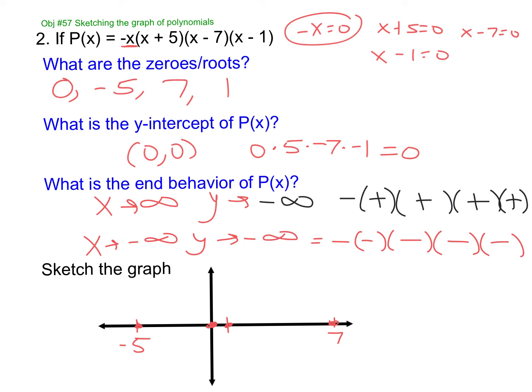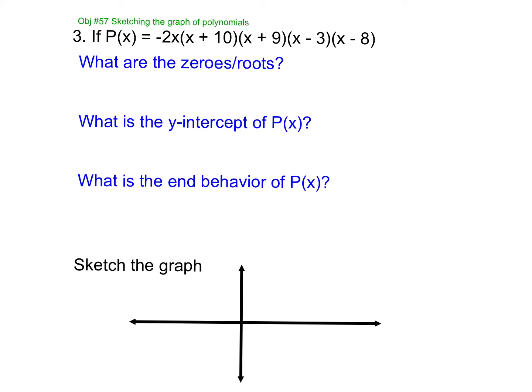So notice both of these have a negative. So now I know on both sides, far right it's going down, far left it's going down. So if I plugged in like -6 for the bottom one, I would end up with a negative number. If I plugged in 10, I would get a negative number. So now we're going to come up, come down, come up, and come down. All right, so it looks kind of like an M. Remember, nice smooth curve.